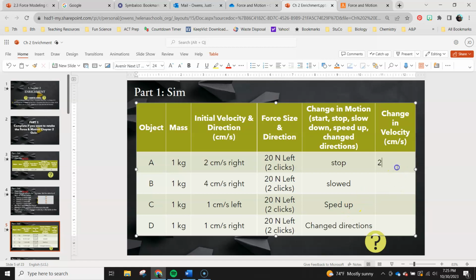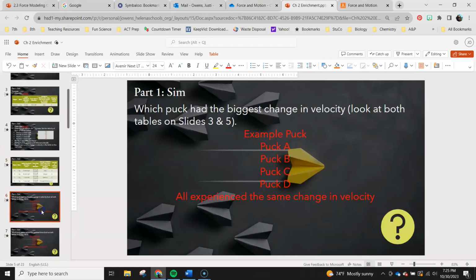For all of these, they all had the exact same change in velocity of 2 centimeters per second. So I'm going to put 2 in this last group. Okay, on the next slides, we've got these questions. Which puck had the biggest change in velocity?